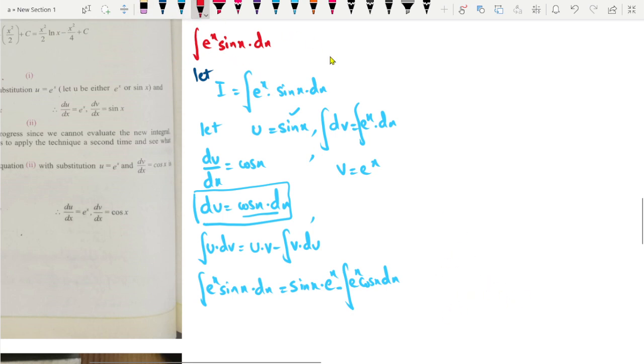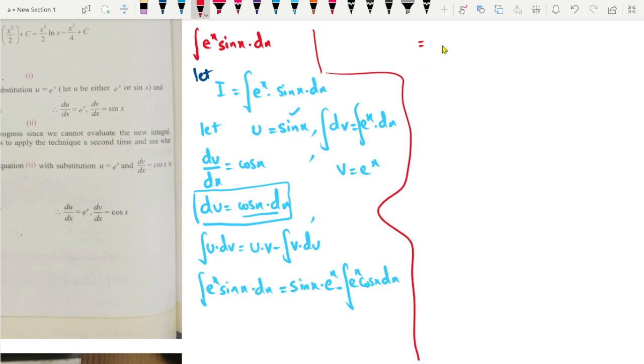So this will become sine of x e^x. Again here we use integration by parts. u is equal to cos of x and dv is equal to e^x dx. So du/dx is equal to minus sine of x, and v is equal to the integral of this one, which is e^x.